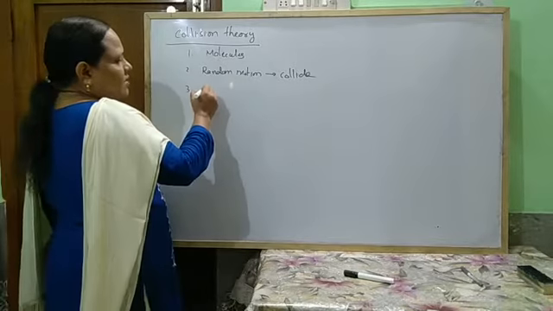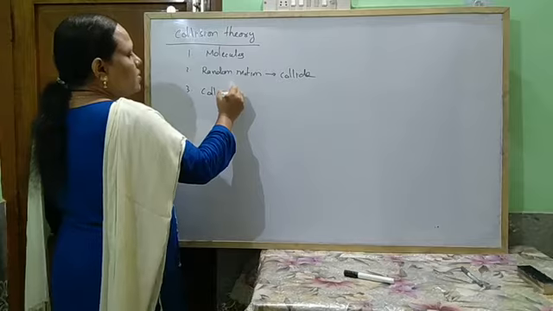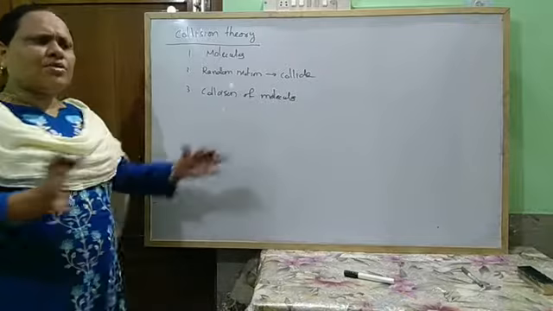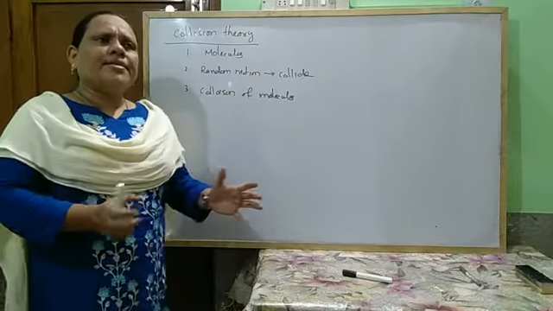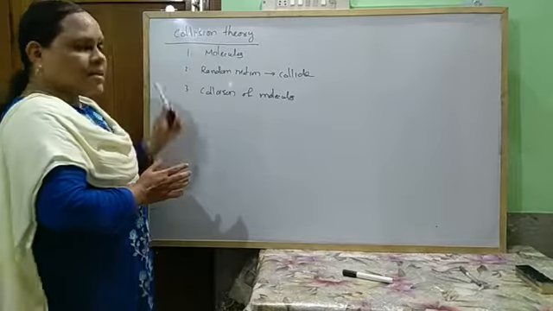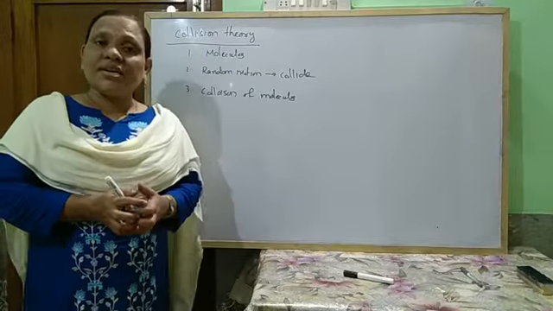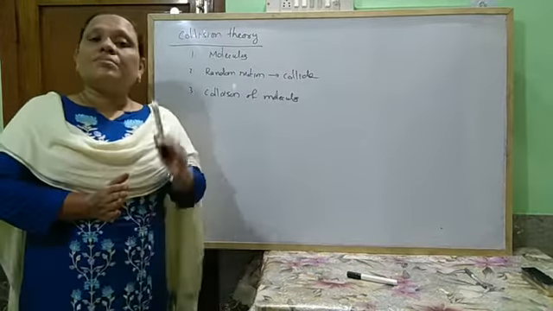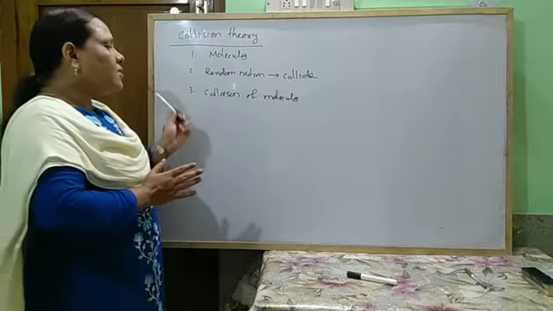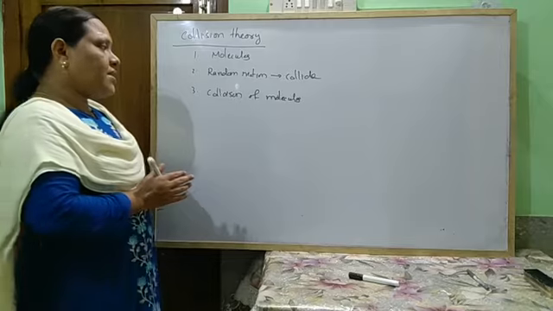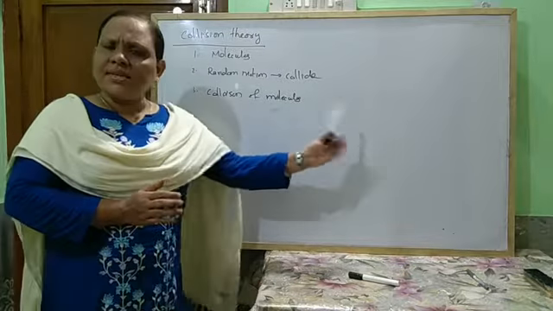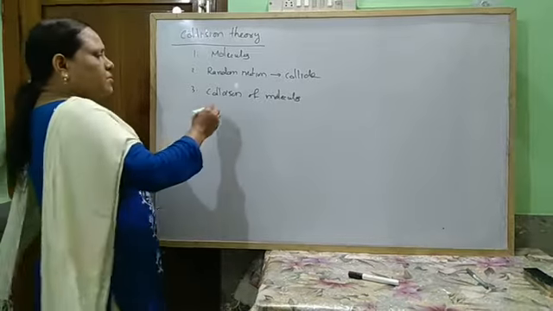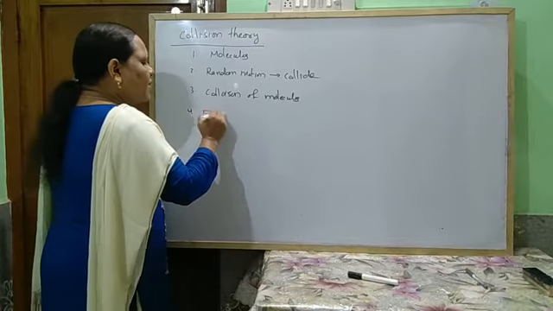Next, a chemical reaction takes place due to the collision of molecules. When the molecules move randomly and collide with each other, that is called a collision, and due to this collision the reaction takes place. But remember, all the collisions do not bring about a chemical reaction. Only effective collisions do.